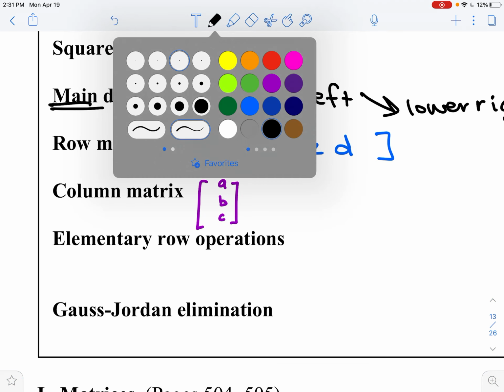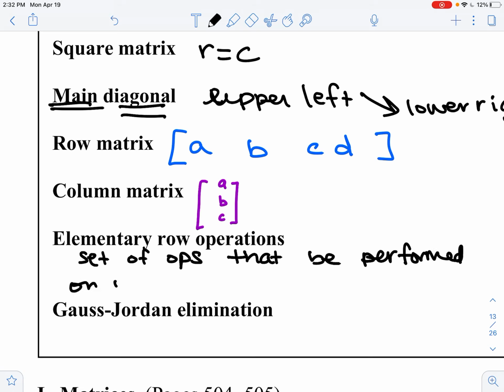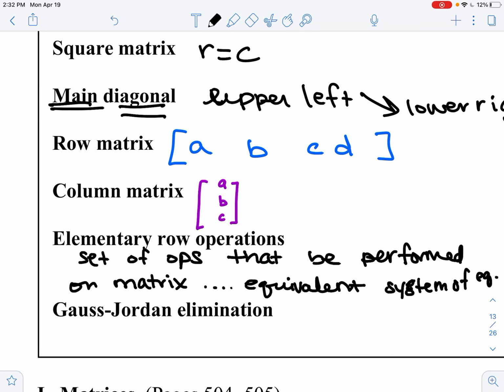Elementary row operations are what we learned before when we're talking about Gaussian elimination. It's the set of operations that can be performed on a matrix and produce an equivalent system of equations. And we'll talk more about that in a minute.